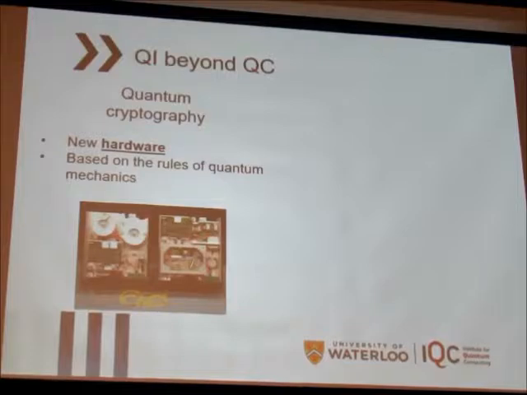So this is quantum cryptography. It's a new hardware based on the rules of quantum mechanics. And that allows you to exchange keys perfectly secure.